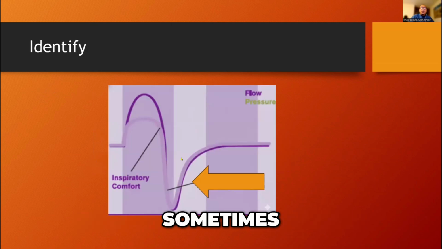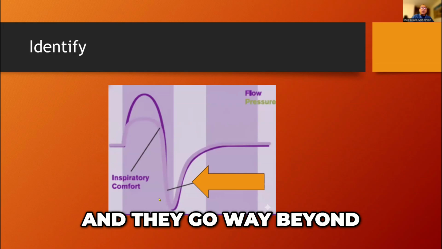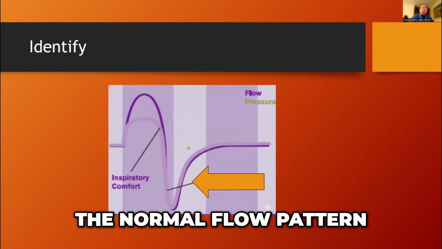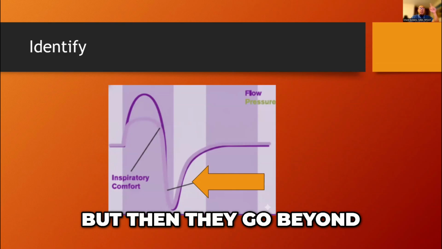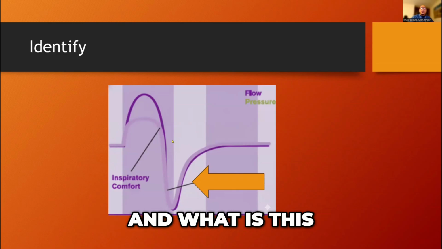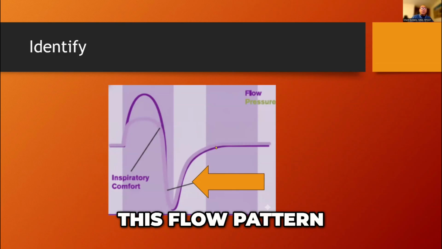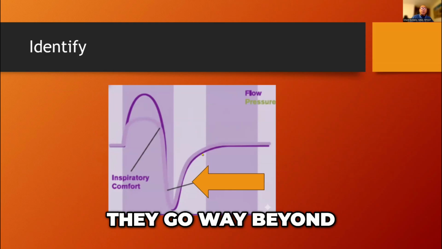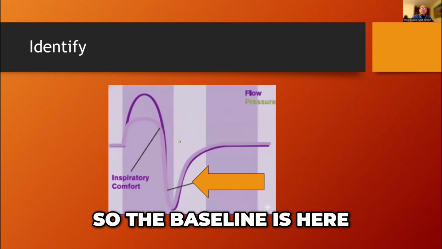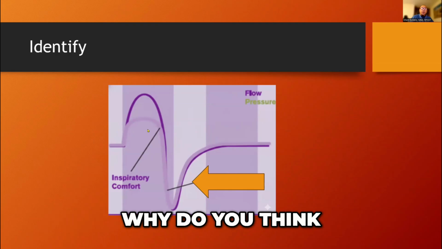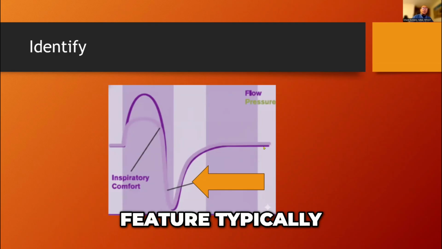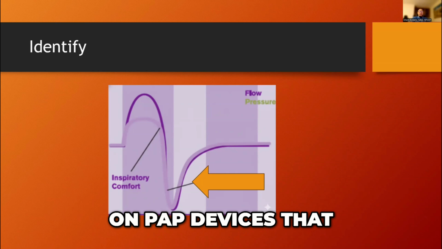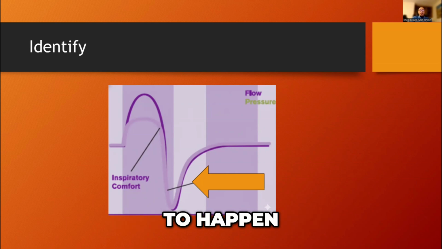Now sometimes you'll see flow patterns that go way beyond the normal flow pattern when they do recover, but then they go beyond. What is this typically when you see this flow pattern? They go way beyond the baseline. So the baseline is here. You have an imaginary baseline. Why do you think that is? What is this feature typically on PAP devices that will allow for this to happen? EPR, or pressure relief. Very good.